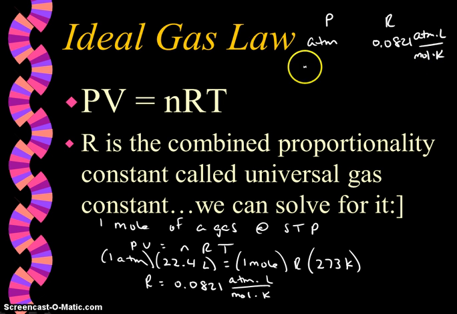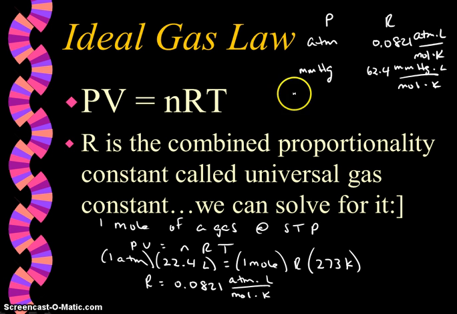If our pressure is in millimeters of mercury or torr, we would get a different R value. We would get 62.4, and our units are slightly different. This time it would be millimeters of mercury liters per mole Kelvin. Those are the two most common R values.